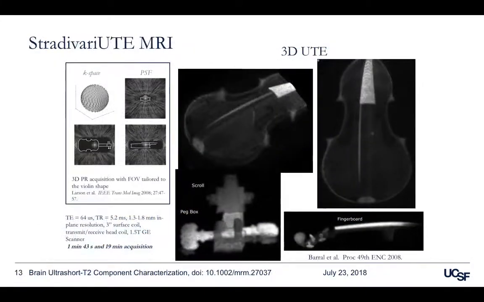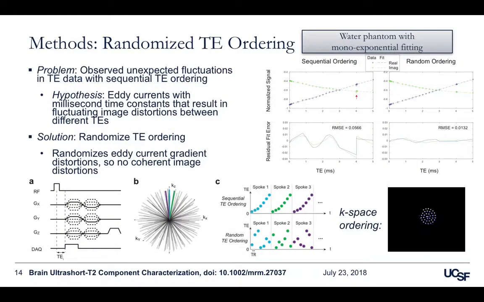Now, just as a fun aside, there are some other interesting things you can do with UTE. Here's some fun we had several years ago, imaging a violin, and you can pick up the short T2 components in bone that you would normally not see with conventional imaging, just showing the fun things you can do with UTE MRI. But I digress. Let's get back to the main point of this project.